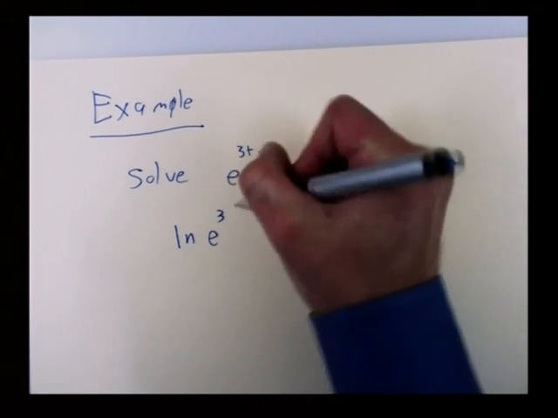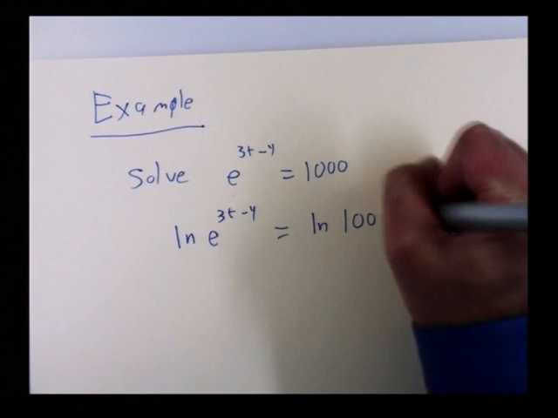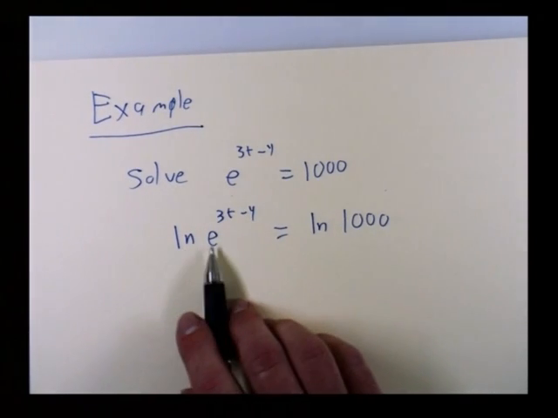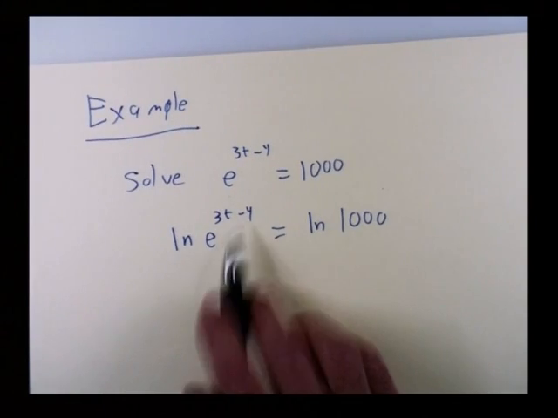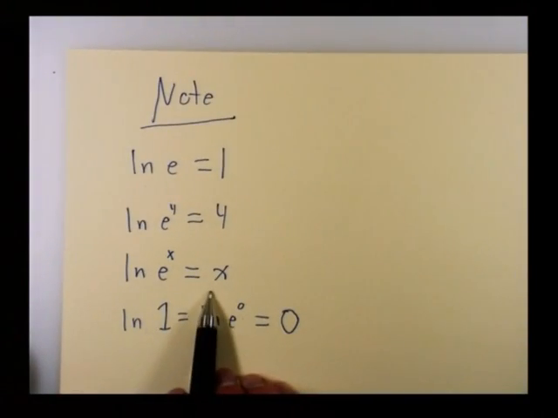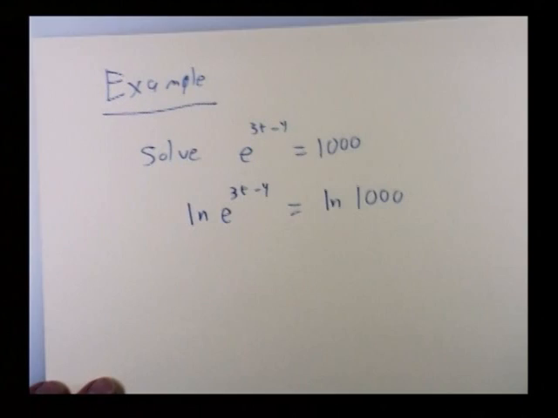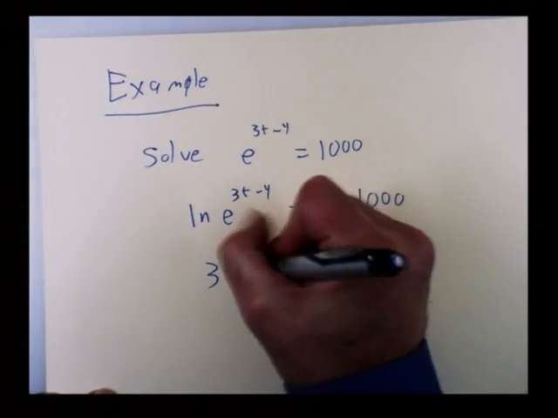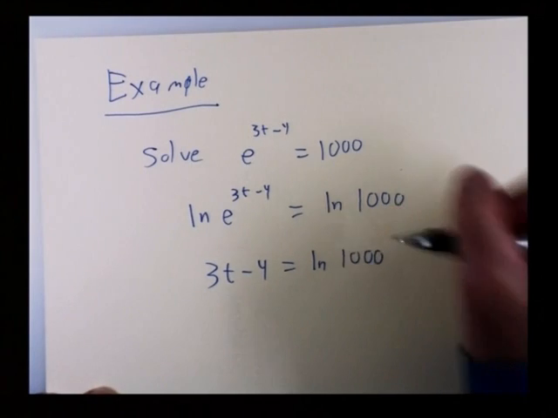The natural log of e to the 3t minus 4 must be the natural log of 1,000. And what's the natural log of e to the power of 3t minus 4? Remember what we said about e? The natural log of e to the x for any x is always equal to x. Natural log and e to the power of cancel each other out. The natural log of e to the 3t minus 4 is simply 3t minus 4, and this is equal to the natural log of 1,000.